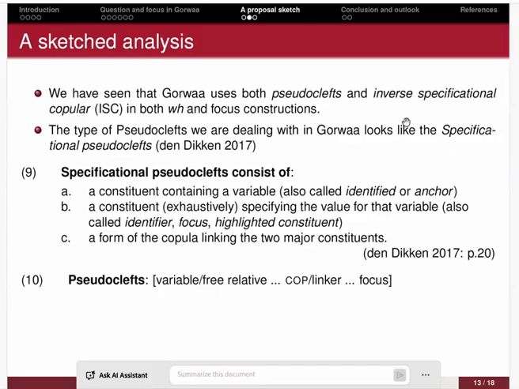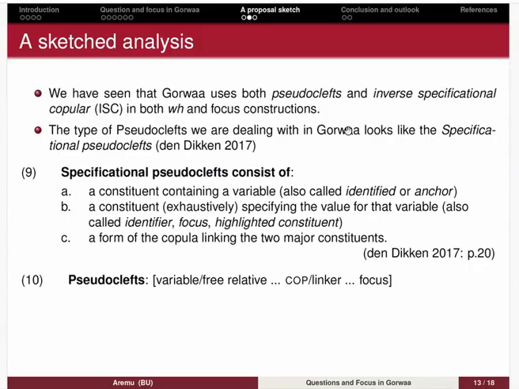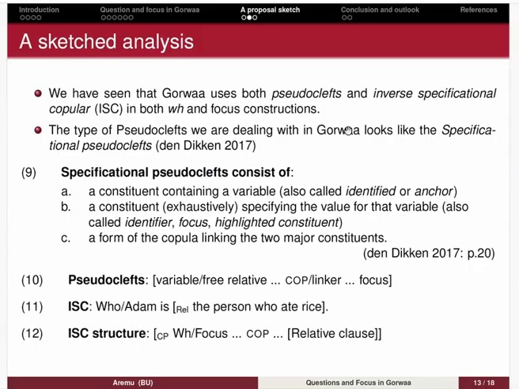Now, if you look at this, of course, I said not just pseudo-cleft, but we also have an inverse specificational copular. And how does that look? This is what you find in 11. So in 11, ISC, which is the inverse specificational copular, is where you have something like who is the person who ate rice, if it's a WH question, or if it's a focus answer, it's going to be Adam is the person who ate rice. And that's what we also saw, right? We saw that even though what we see in Gorwaa seems to be that the copula has been fronted, so the copula comes first, right?